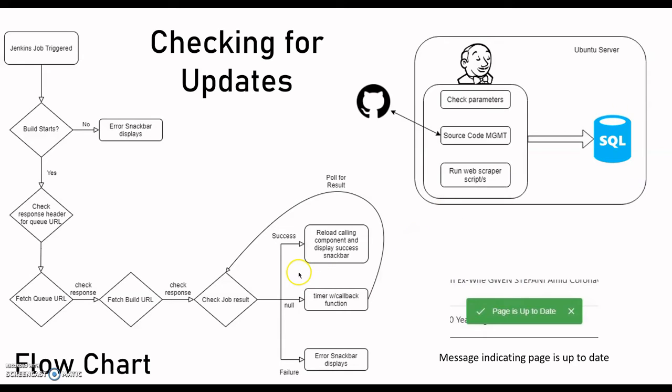At that stage, the build will finish, and we get a success value, at which point we reload the calling component in React, which will display the new content and display a success snack bar at the bottom of the page like this. If the job fails for any reason, say the job is disabled on the Jenkins server, an error snack bar will display in red.